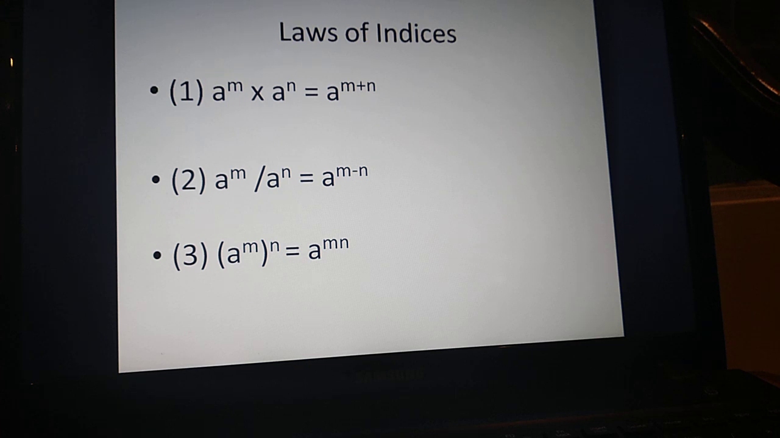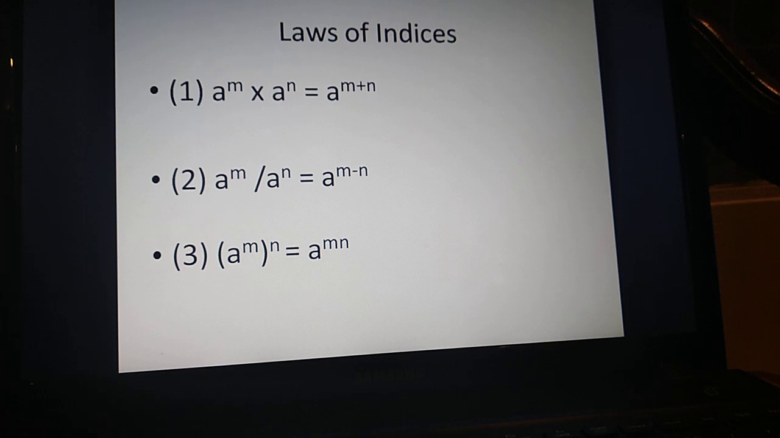In the second rule, when I have two numbers divided by one another, when we divide, this means that you should subtract indices. فبنحكي a to the power m minus n. إذن ضرب معناه جمع الأسس، أما القسمة معناها طرح الأسس.